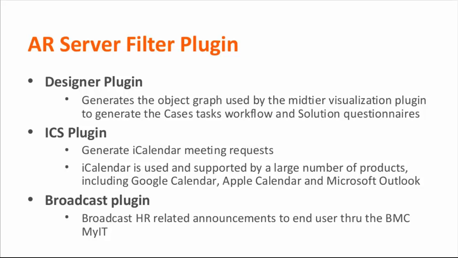The next plugin is the ICS plugin, and this one is used to set up appointments. So whenever an HR agent wants to set up an appointment with an end user, we have an appointment module in HRCM, and it's used to generate an ICS file, which you're probably familiar with and is used by many other calendar applications like Google, Apple, and Outlook. And so when an agent sets up an appointment, the end user will get an email with an ICS file, and he can set up the meeting in his calendar.